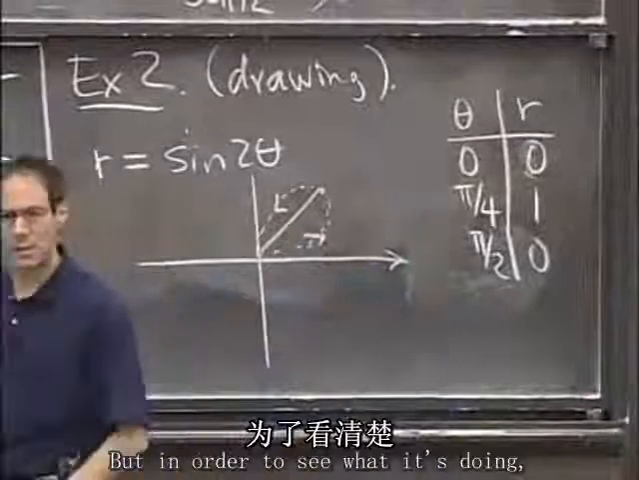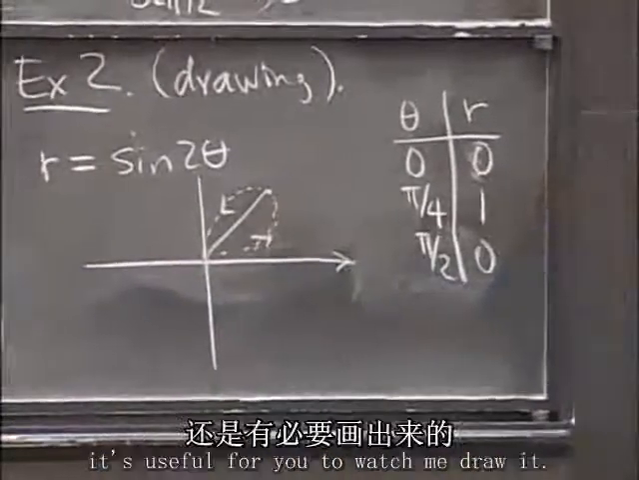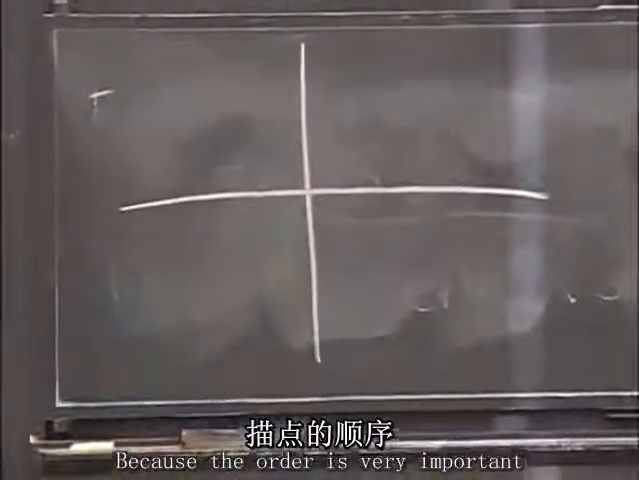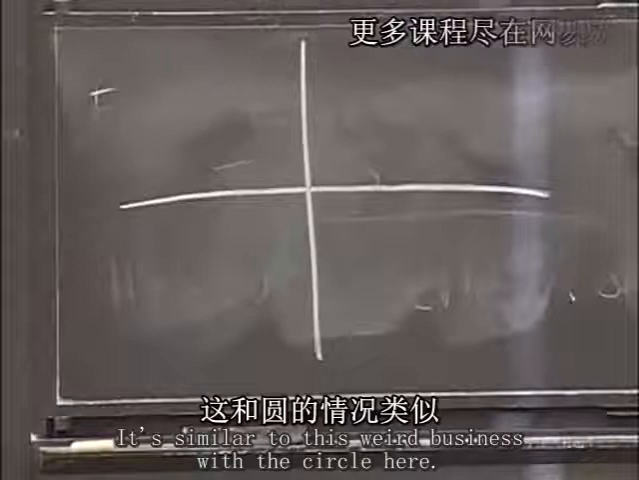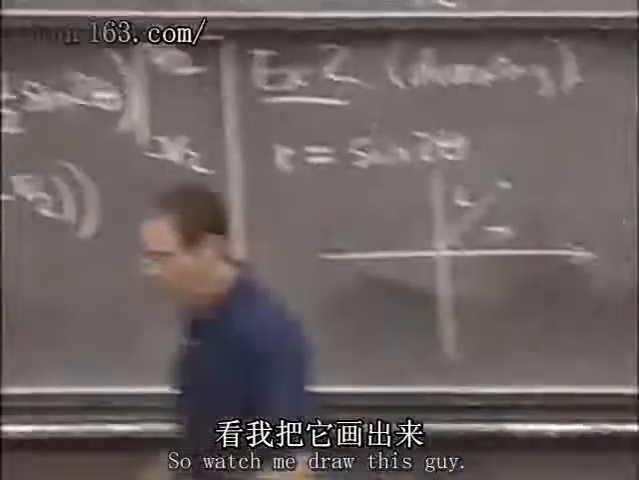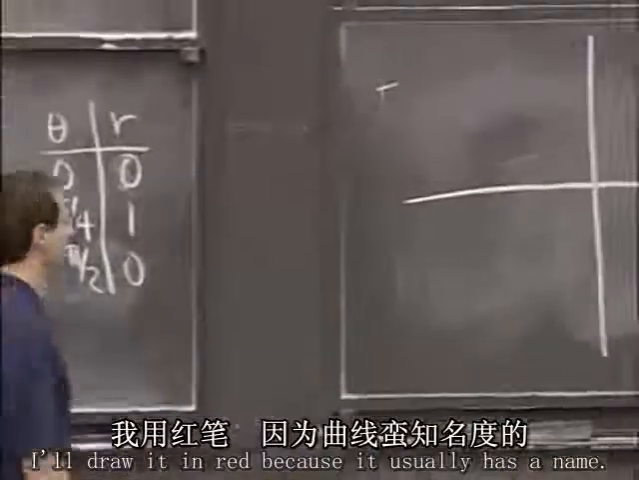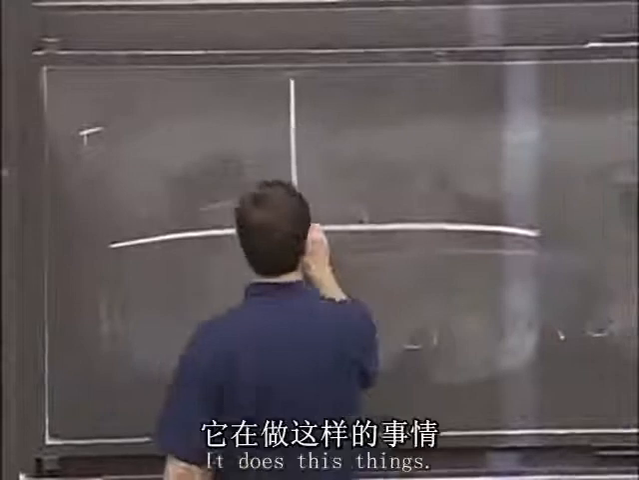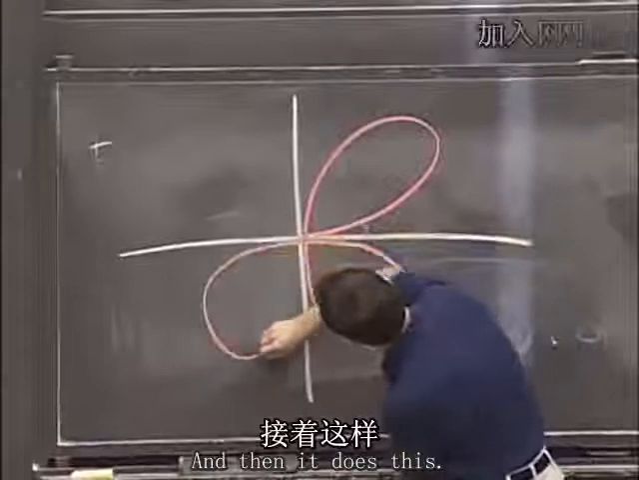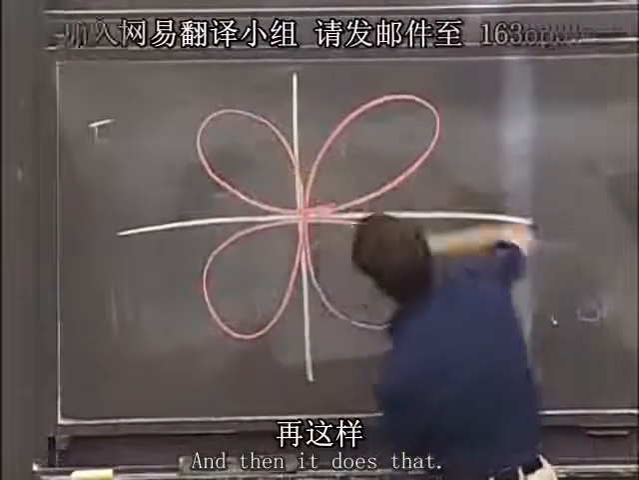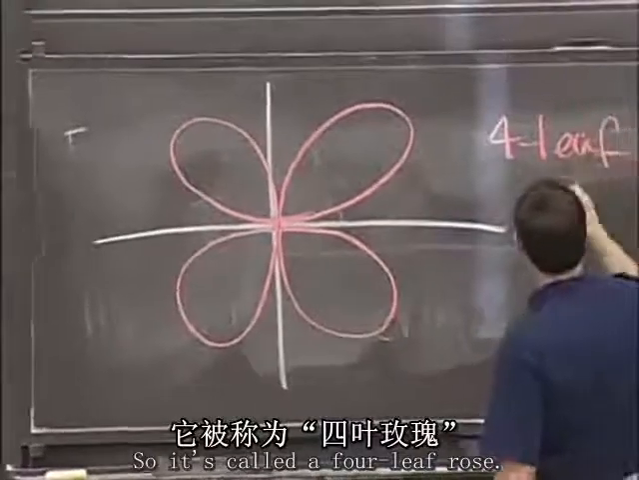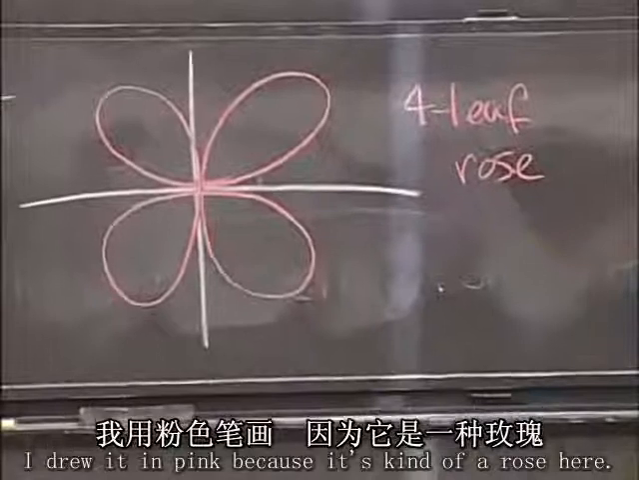But in order to see what it's doing, it's useful for you to watch me draw it, because the order is very important for understanding what it's doing. It's similar to this weird business with the circle here. So watch me draw this guy. I'll draw it in red because it usually has a name. So here it is. It does this thing, and then it does this, and then it does this, and then it does that. All right? So it's called a four-leaf rose. I drew it in pink because it's kind of a rose here.